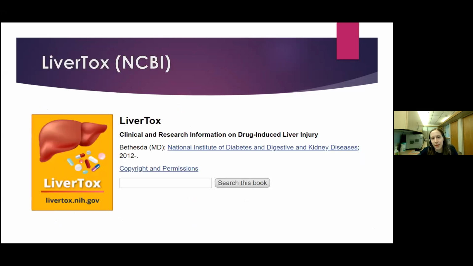One resource that I really love to use when I'm thinking about supplements for patients is LiverTox. I don't know how many of you have encountered this before, but this is a great resource provided by the NIH/NCBI, and it's regularly updated. You can go in and plug in supplements and see if you get anything.